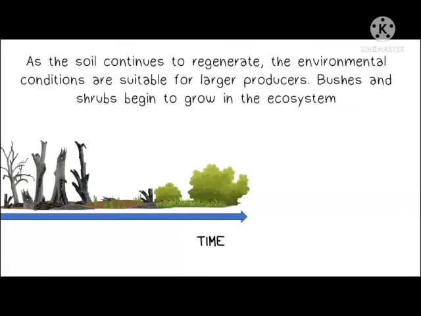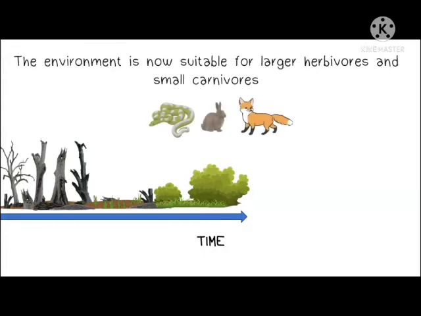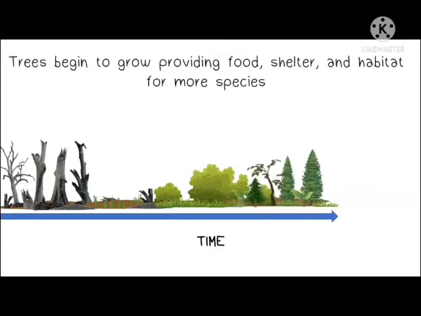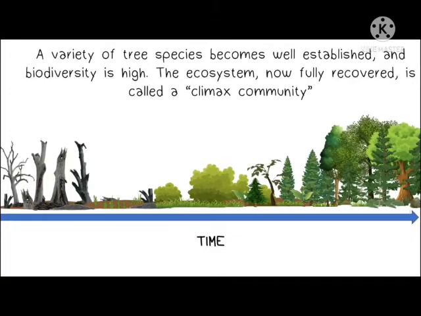As the soil continues to regenerate, the environmental conditions are suitable for larger producers. Bushes and shrubs begin to grow in the ecosystem. The environment is now suitable for larger herbivores and small carnivores. Trees begin to grow, providing food, shelter, and habitat for more species. A variety of tree species become well established and biodiversity is high.